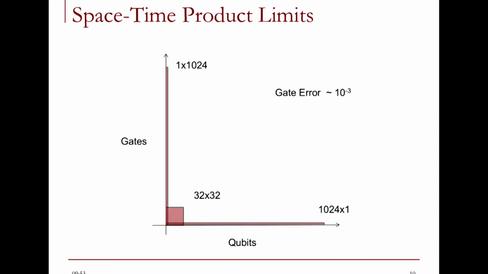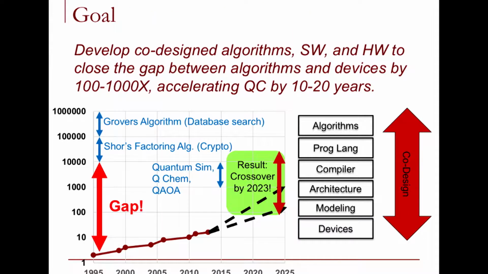If you have one quantum bit, then you can do 1,000 operations on it. If you have 1,000 quantum bits, you can only do one operation on each one before the machine fails, right? And you can balance that, 32 bits, 32 operations each. So you can see that even though you can build a big machine, you get into this problem that you can't do much with it, right?